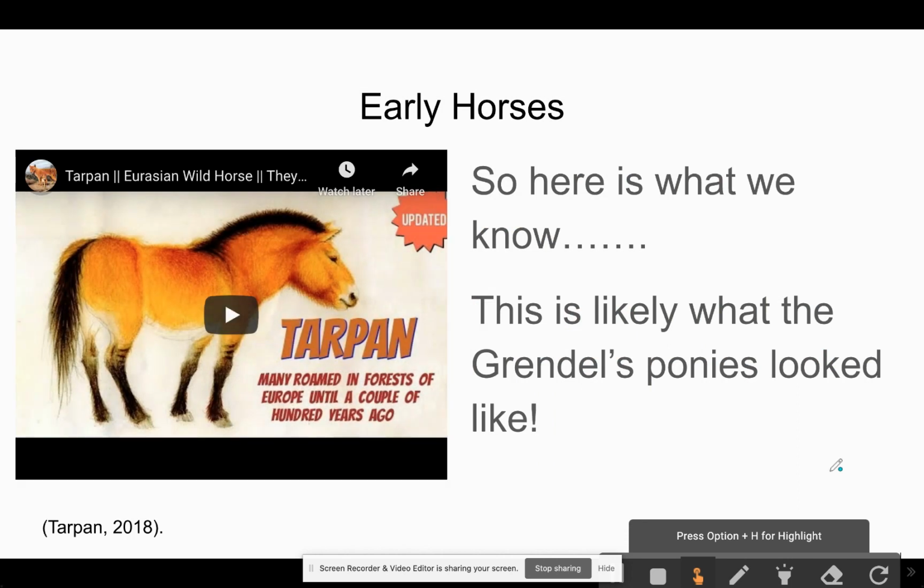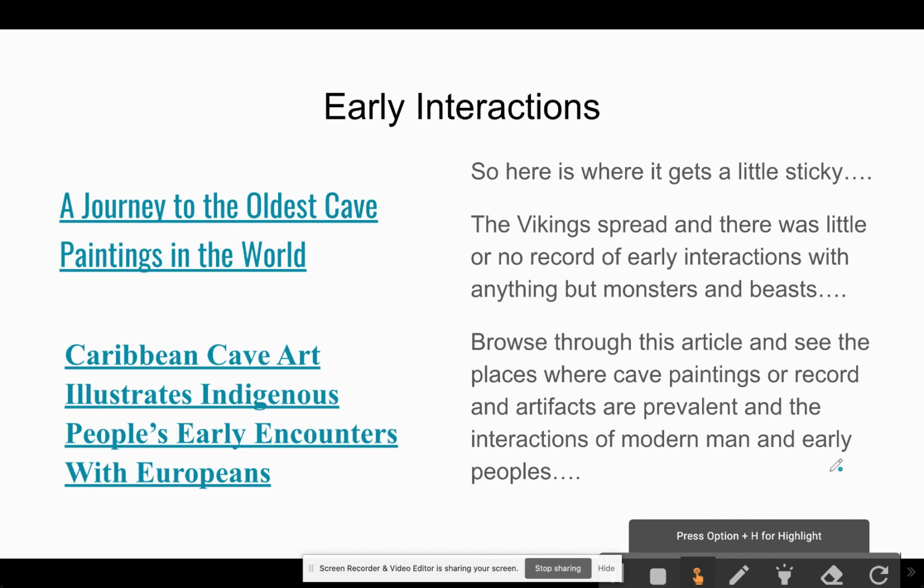This is about early horses. This is the tarpan, and they're Eurasian wild horses. They roamed all over Europe and Asia, and it's really cute. It's really cool because they were in the forests of Europe until just a couple of hundred years ago. If the Grendel did need ponies to haul off all that man meat, this is probably what those ponies looked like.